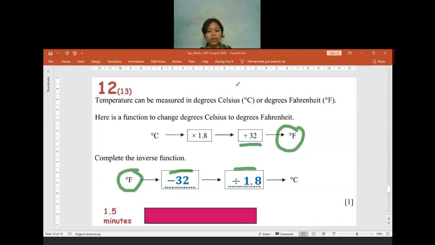Is there anyone else having any question? Or do you want me to go through the slides and you take a picture only? Okay. For question 12, there will be 1 mark. So each box I will give you 0.5 marks. So if one box is correct, 0.5, two boxes correct, in total will be 1 mark.